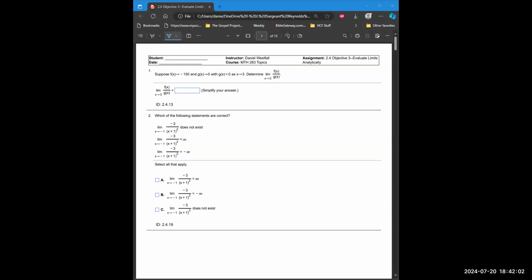Suppose that f of x approaches negative 150 and g of x approaches 0, with g of x being greater than 0. So it's approaching 0 from the positive direction. A negative number divided by a positive number is going to be a negative number. Getting close to some kind of infinity because we're getting close to dividing by 0. So this is going to get close to negative infinity. Which of the following statements are correct?